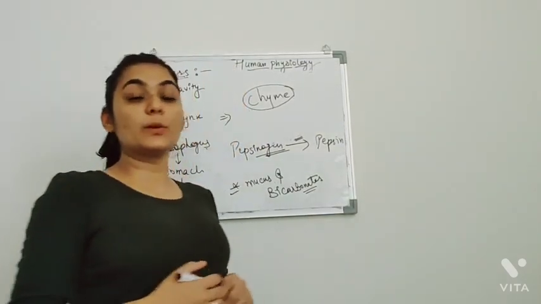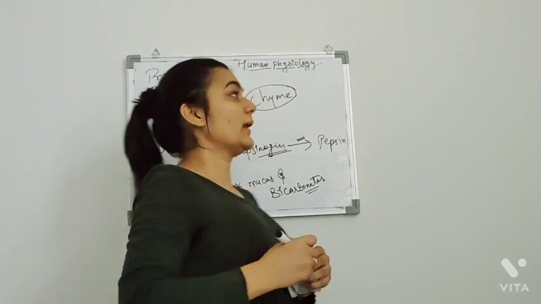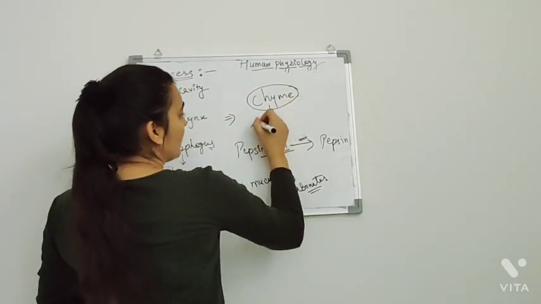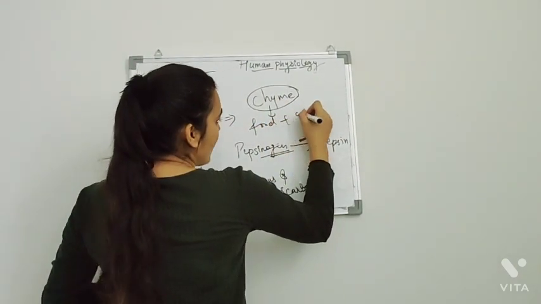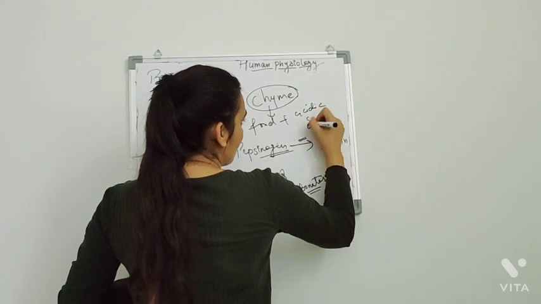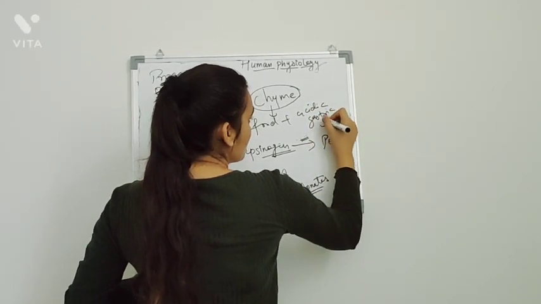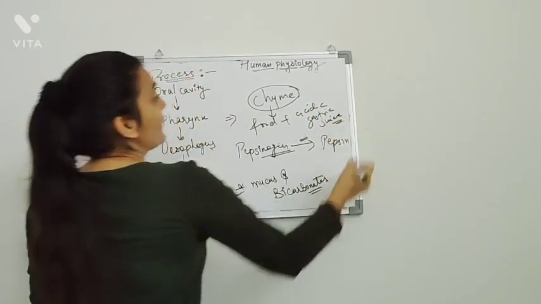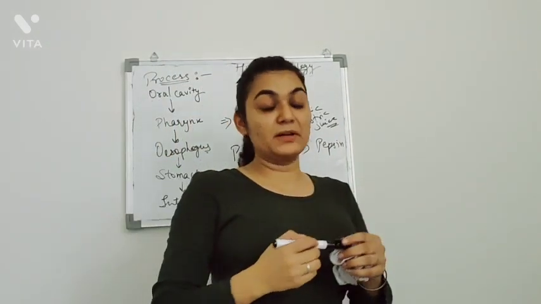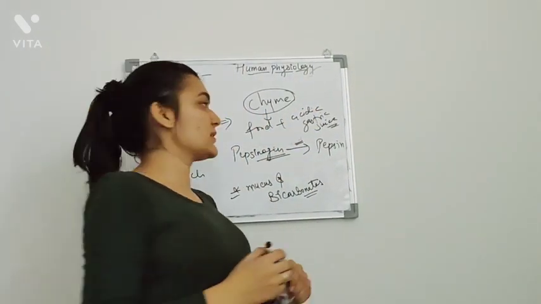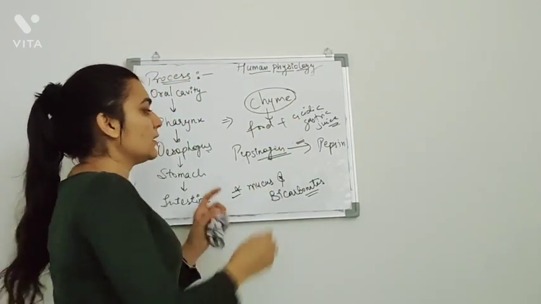When food enters into the stomach, it mixes with the acidic gastric juices, and that is termed chyme. That is the food plus acidic gastric juices. This is known as chyme. It is mixed thoroughly with the gastric and acidic juices.